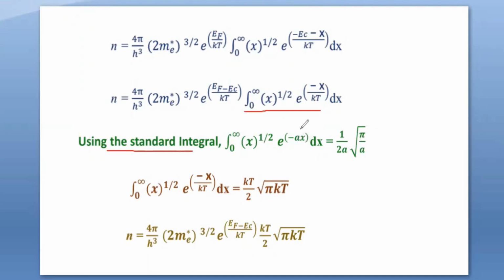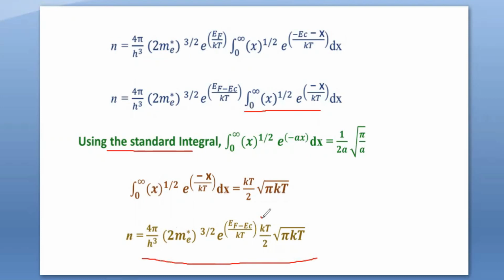In place of a, we have 1/kT. So integral 0 to infinity x^(1/2) e^(−x/kT) dx becomes (kT/2)√(π kT). This contains all constants. Here we have 4π/h³ (2m_e*)^(3/2) e^((E_F − E_C)/kT) into (kT/2)√(π kT).